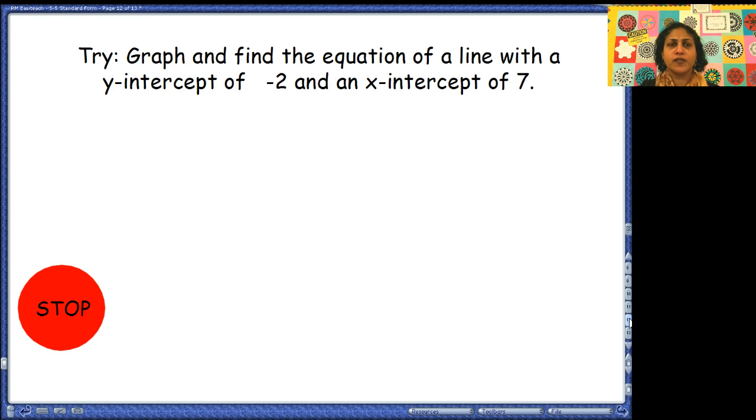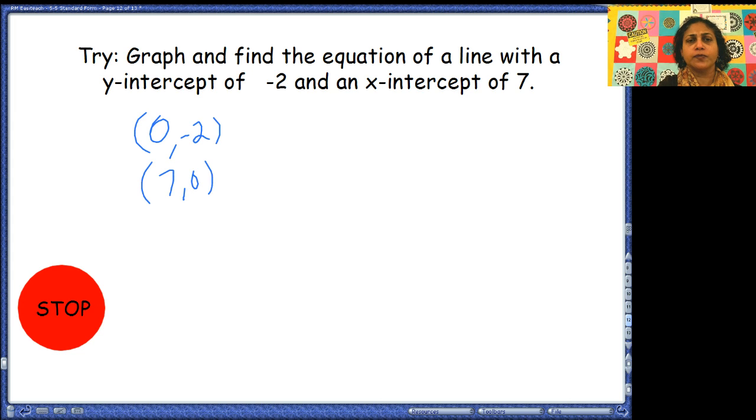So see if you can do this. You may want to pause the video and then take a look at my work in a moment. So pause, and here goes. We have (0, -2) and (7, 0). B we know is already -2.